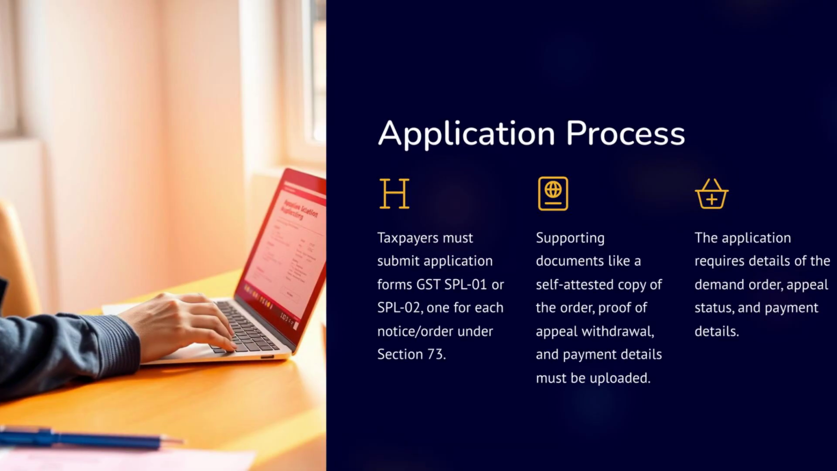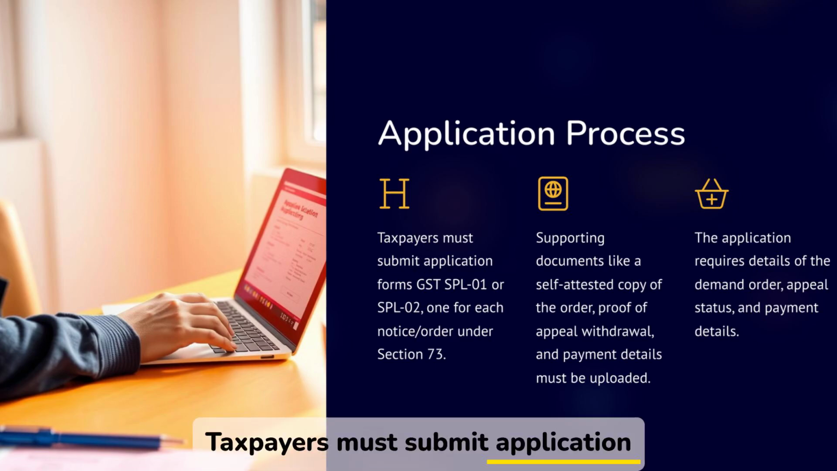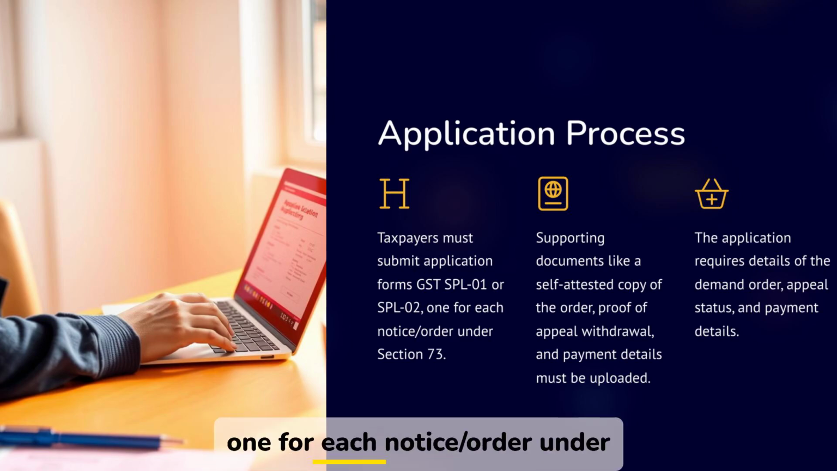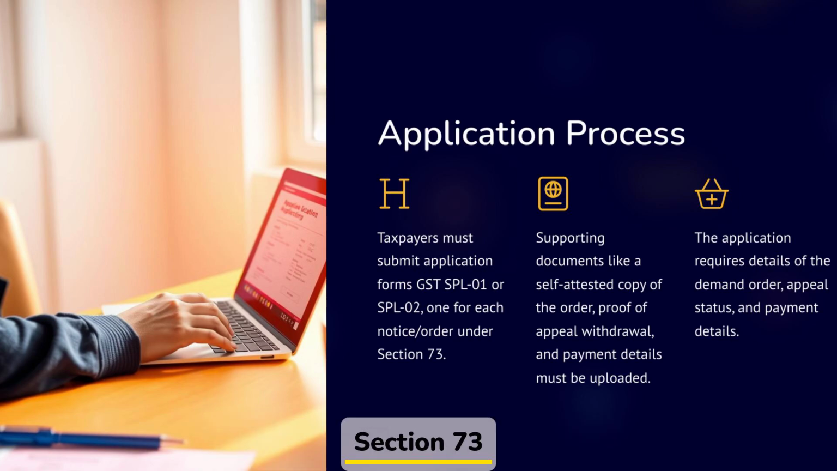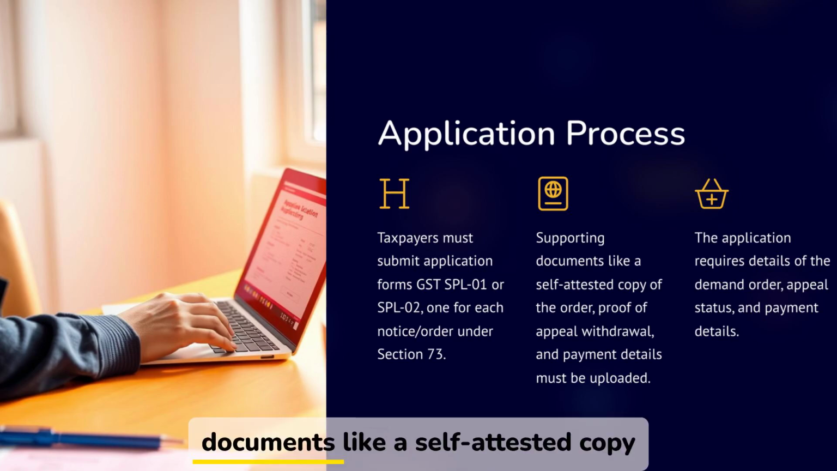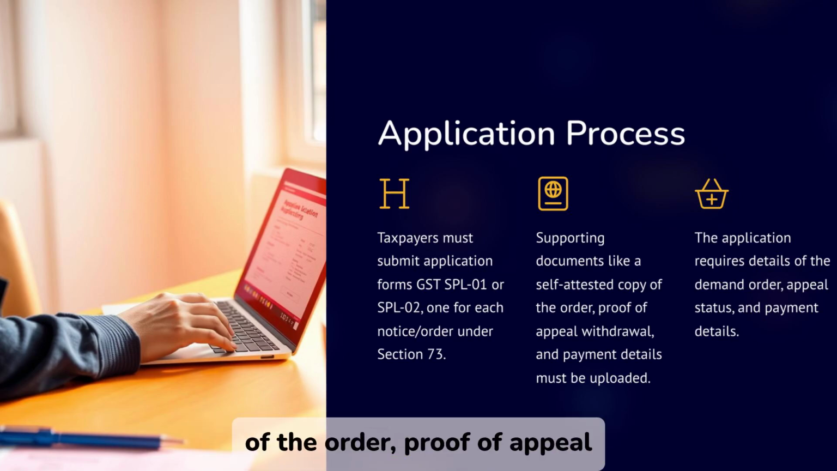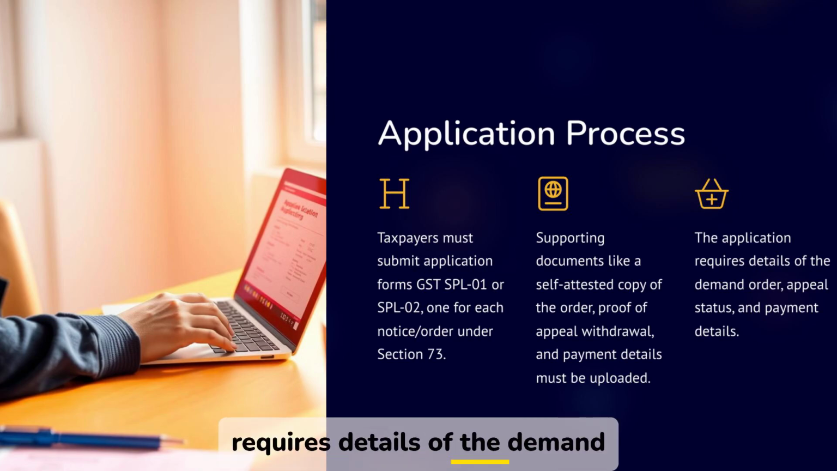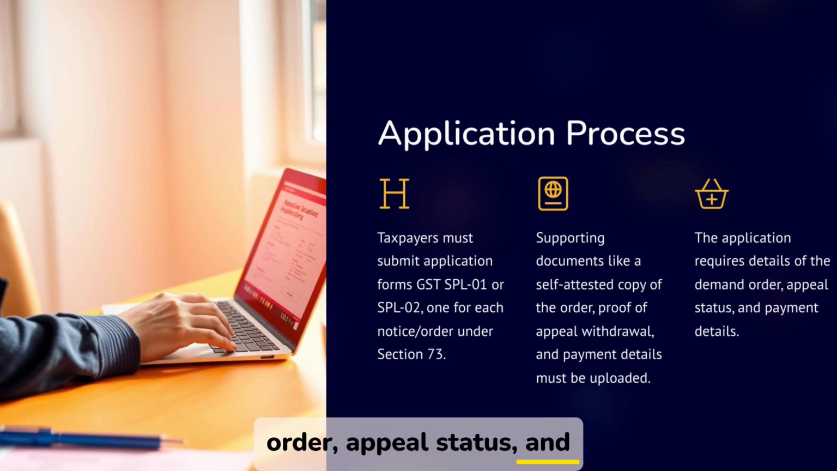Application process. Taxpayers must submit application forms GST SPL-01 or SPL-02, one for each notice or order under Section 73. Supporting documents like a self-attested copy of the order, proof of appeal withdrawal, and payment details must be uploaded. The application requires details of the demand order, appeal status, and payment details.